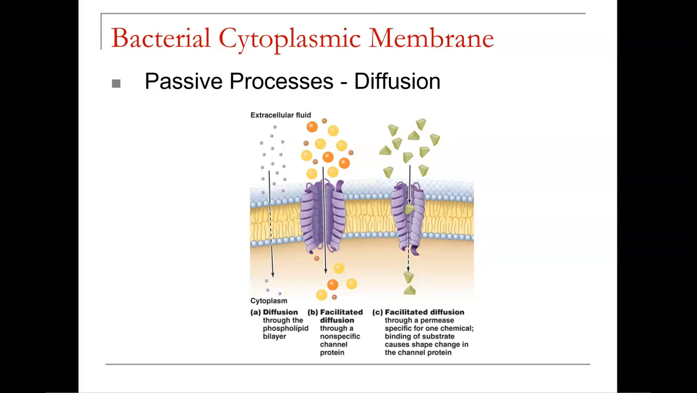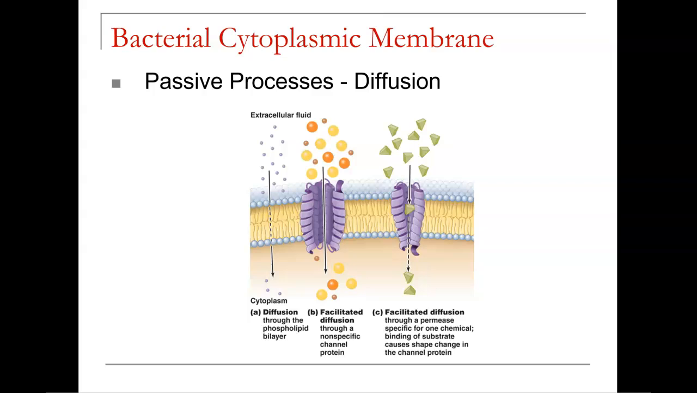So you can have simple diffusion. That's the movement of chemicals from an area of high concentration to an area of low concentration. It doesn't require a membrane, but can occur across one. This can happen with gases such as oxygen and carbon dioxide when they move into and out of a cell through simple diffusion. You could also have what's known as facilitated diffusion.